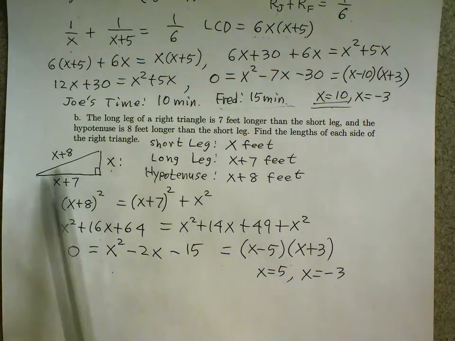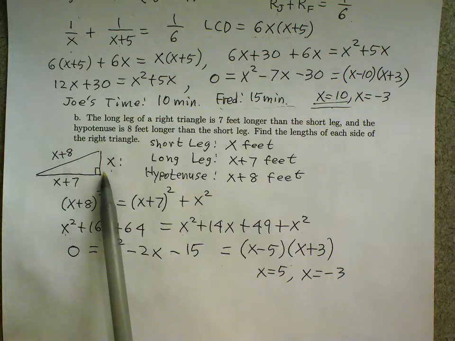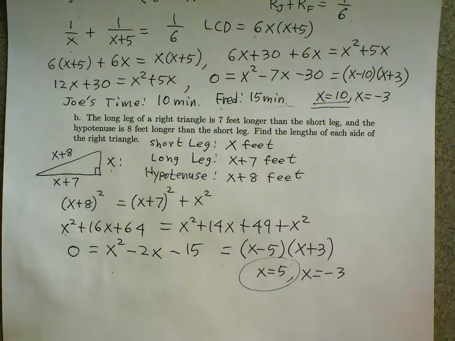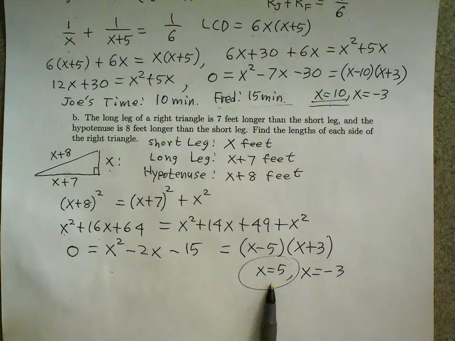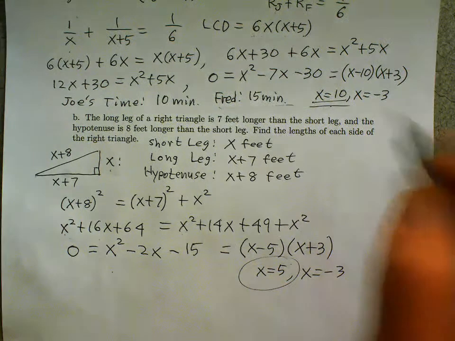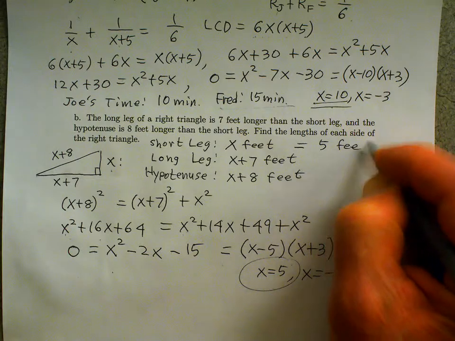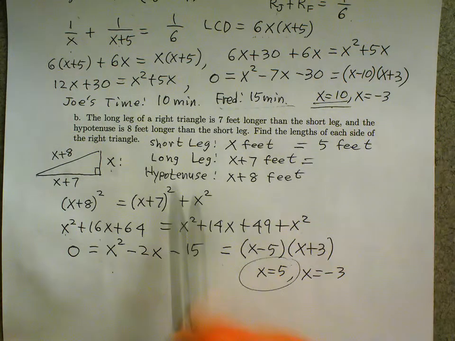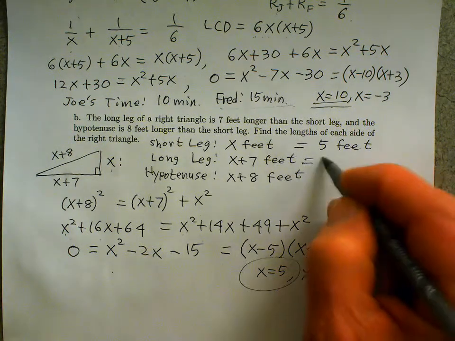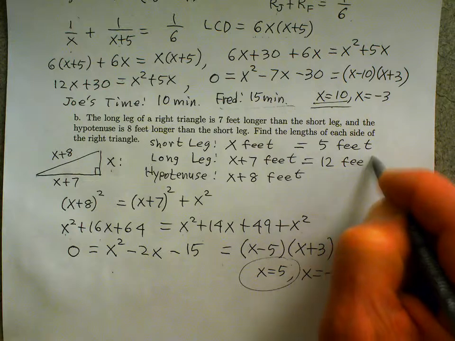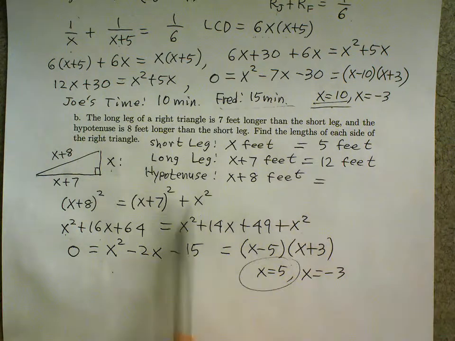So since lengths of triangles are measured with positive quantities, we want the positive solution. So the length of the short leg is 5 feet. The length of the long leg is 5 plus 7, or 12 feet. And then the hypotenuse, 5 plus 8, is 13 feet.